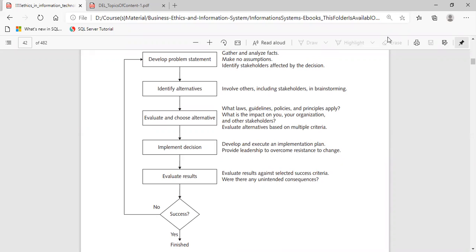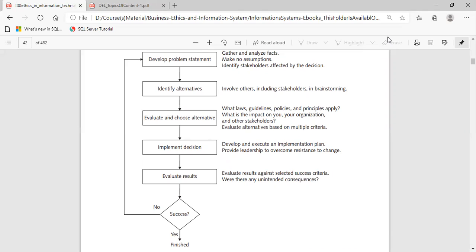The very first part is to develop the problem statement. If the organization is facing certain problems, then the manager in position, either mid level or top level, needs to get the problem chalked out, and he or she has to write a formal statement regarding what the current issues are. So they have to develop the problem. While writing the problem, the person working in the company must gather and analyze the original facts. He or she must not make any assumptions.